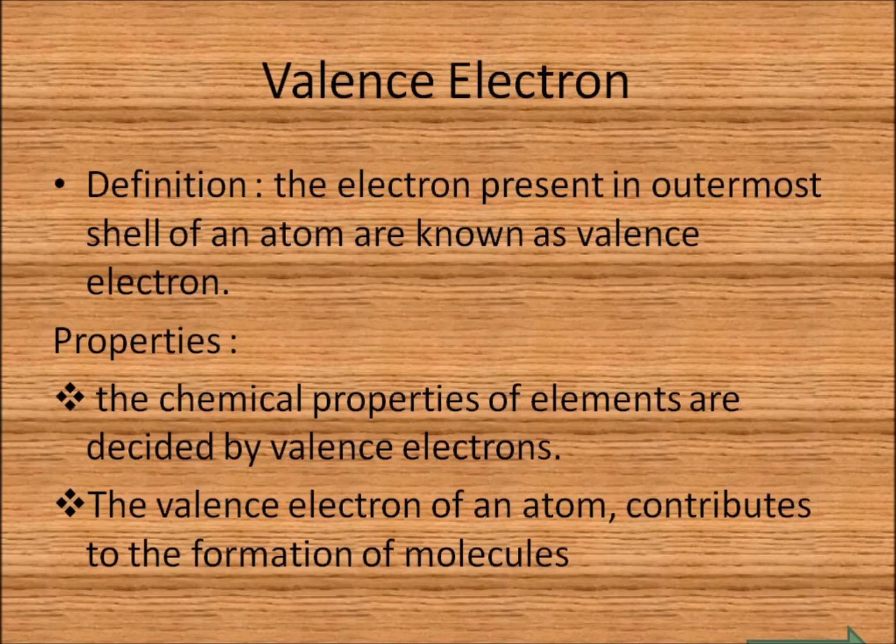Friends, what is valence electron? Now you can answer it by yourself: the electrons present in the outermost shell of an atom are known as valence electrons, and the chemical properties of an element are decided by the valence electrons, and the valence electrons of an atom contribute to the formation of a molecule.